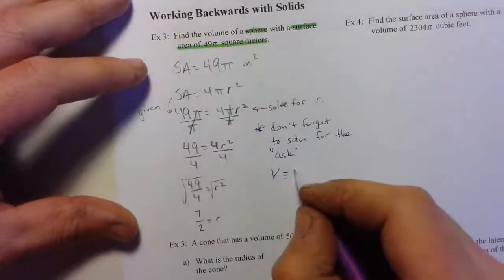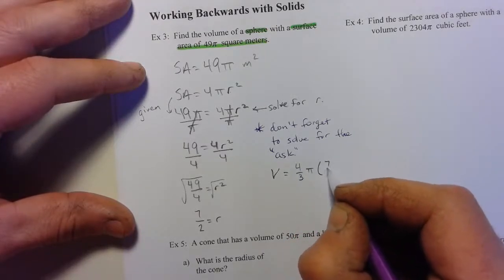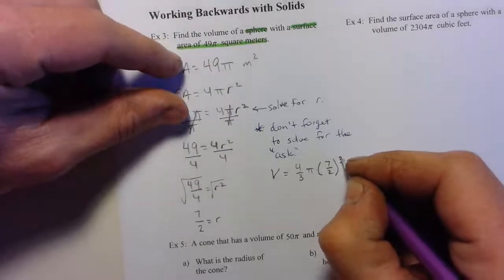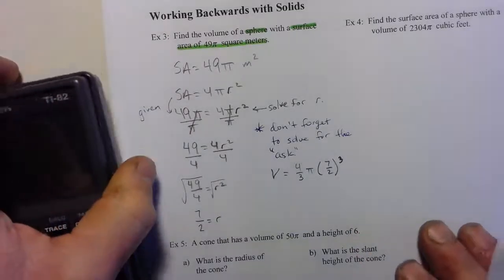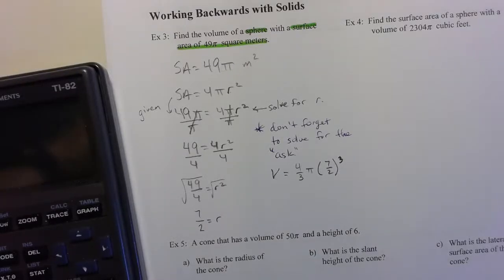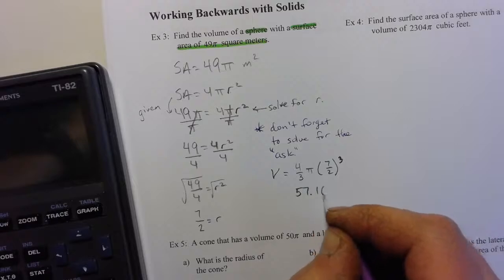My volume is 4/3 pi r cubed. I'll plug in the radius and cube it. You might be saying, I need a calculator for this one, and that's great. Use the calculator if you need it. So you'd do 3.5 to the third, which is 42.875. I'm going to multiply it by 4, then divide by 3. So I get 57.1, and it looks like 6 repeating.